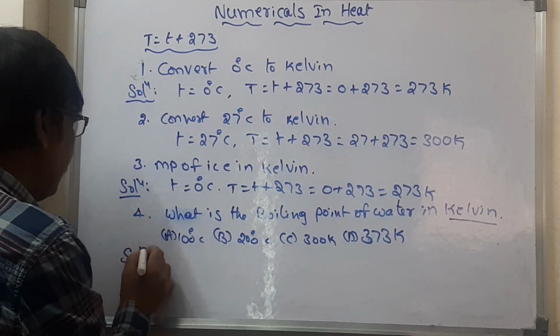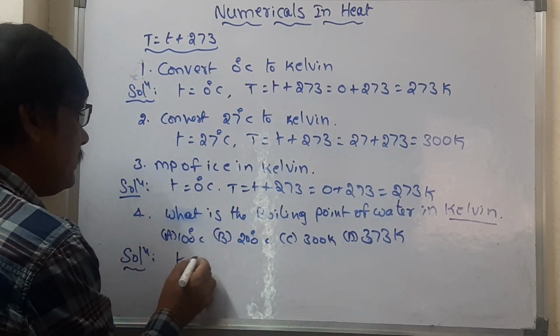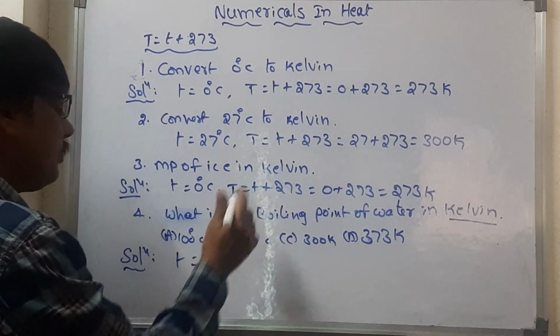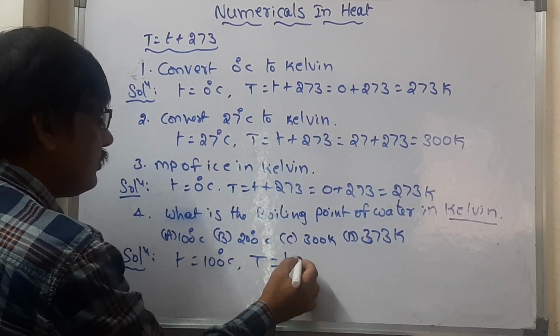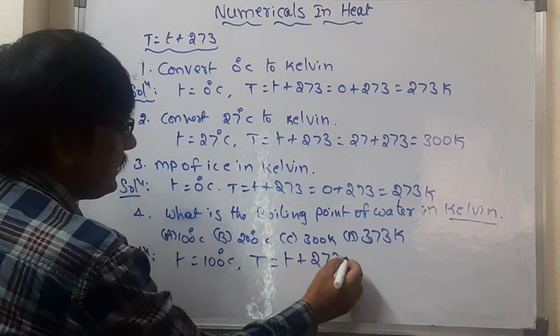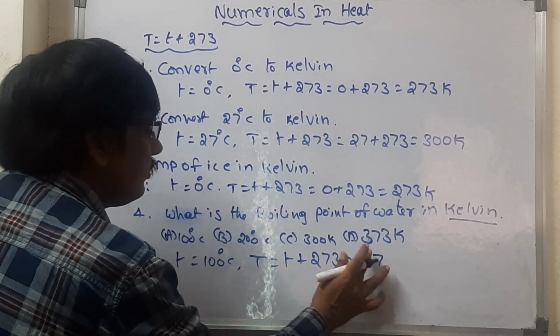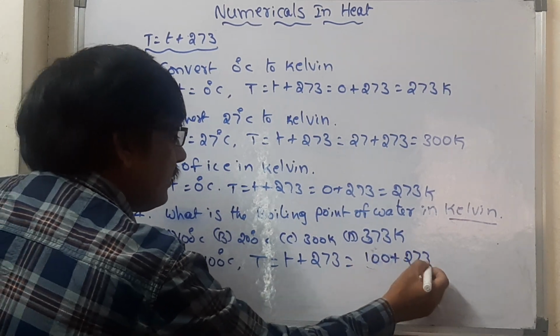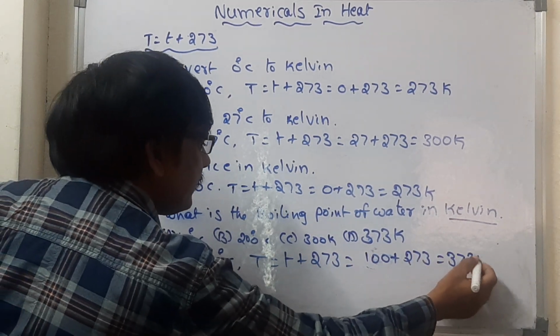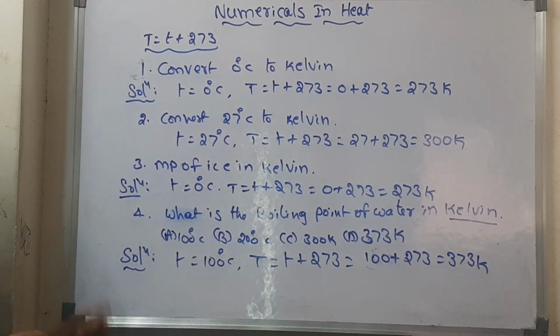How can you convert it to Kelvin? Small t is equal to, how much is that? We know that the boiling point of water is 100 degrees Celsius. And capital T is equal to small t plus 273. Then we have to write 100 plus 273. Then that will be 373 K. In this way we can write.